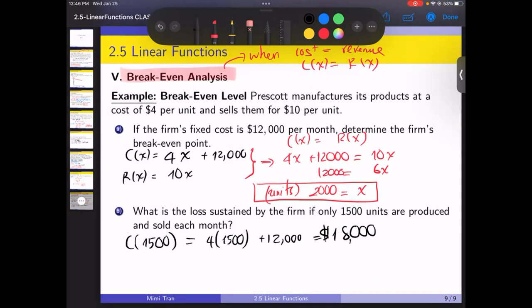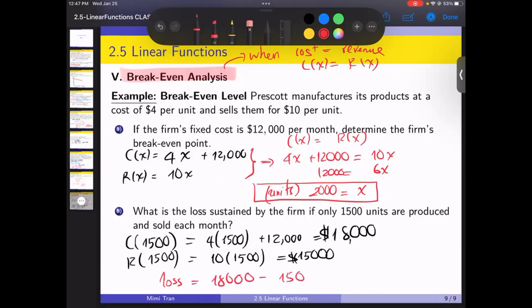So that's the cost, 18,000. And then the revenue, see how much they make if they produce 1,500 units. 10 times 1,500, that's 15,000. So they lose 3,000. Loss is going to be 18,000 minus 15,000, 3,000. Yay, we finished.